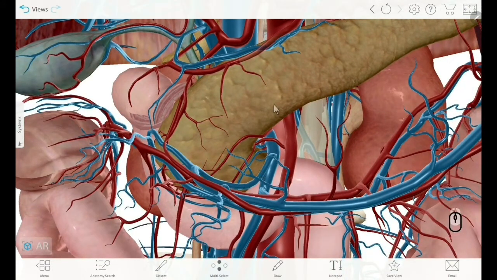and now let's see the boundaries of the head of the pancreas. The pancreas has a superior border. This here is the right lateral border, and this is the inferior border.